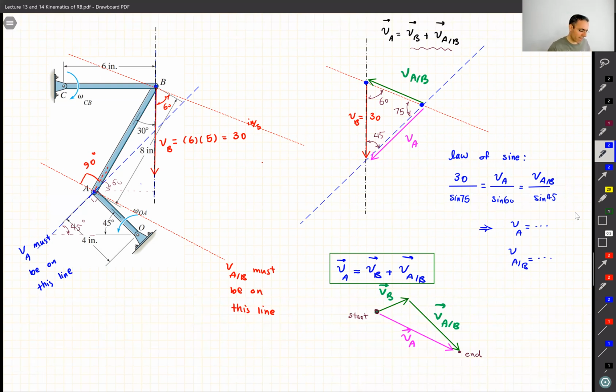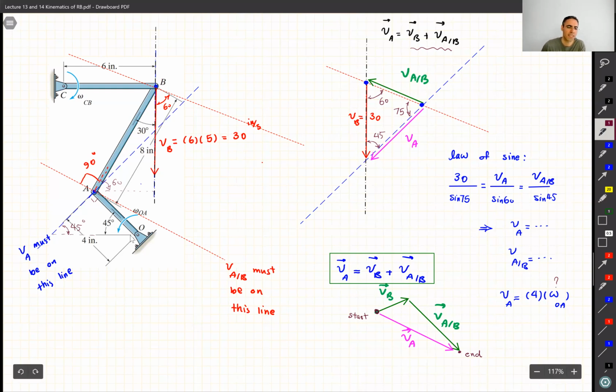So if I have VA, we know VA is equal to 4 multiplied by omega OA. Remember, we were looking for finding this omega OA, right? For this link. What is the velocity of point A? It is the radius of the circle, which is 4, multiplied by omega OA. If I find VA, then I can find omega OA. Done.